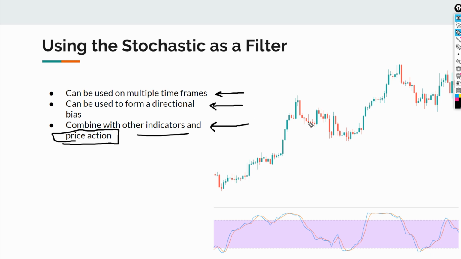So, a kind of recap: let's remember that the stochastic is essentially a measurement of momentum and the direction of the market. It can also help spot potential shifts in that momentum, such as points like this. But remember, the other thing we wanted to point out is that using it in favor of a directional trend can sometimes yield better results.